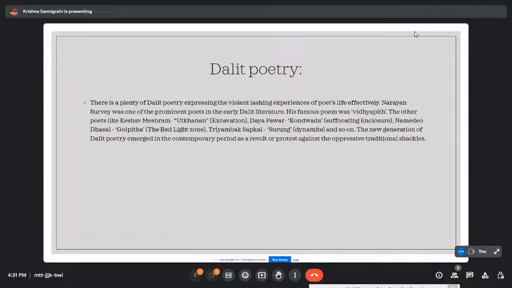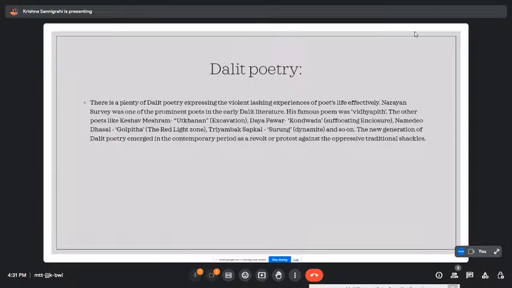So there is plenty of Dalit poetry expressing the violent, lashing experiences of poets' lives effectively. So Narayan Sarve was one of the most prominent poets in the early Dalit literature. So his famous poem was Vidyapit.